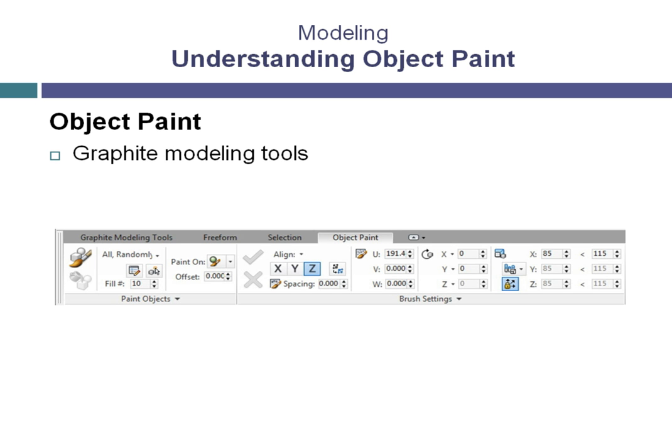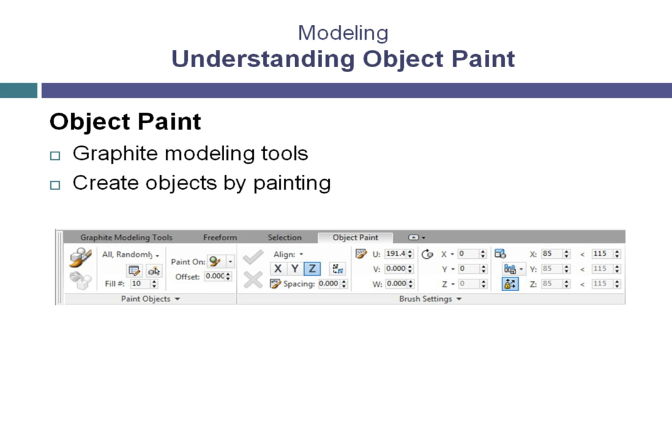The Object Paint tool is part of the graphite modeling tools built into 3ds Max. The options can be found in the Graphite Modeling Tools ribbon under the Object Paint tab. Object Paint creates objects by allowing you to paint them into the scene. The tool is broken up into two panels, the Paint Objects panel and the Brush Settings panel. Each panel gives you access to the tools and options for that particular aspect of object painting.